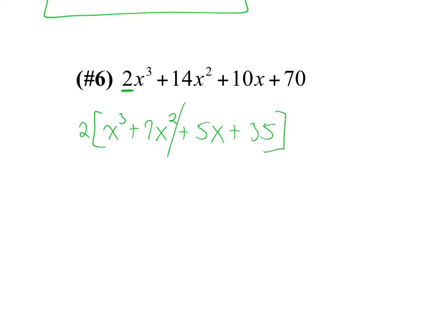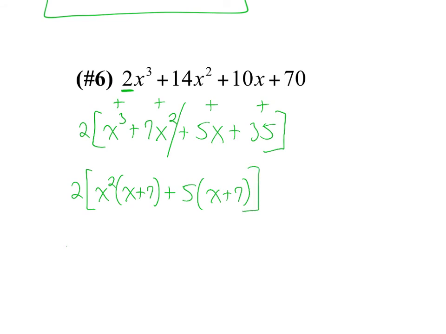Okay, we're going to split it and check our signs. These are both positive. These are both positive. So we have 2 square bracket. What can we pull out of x cubed plus 7x squared? Well, we can pull out an x squared, and then we have x plus 7 in there. And then we can pull out a 5 out of 35 and 5x. We got x plus 7. We're doing it right because the x plus 7's match. So we have 2, and then we're going to do regular parentheses, x plus 7, and then x squared plus 5.